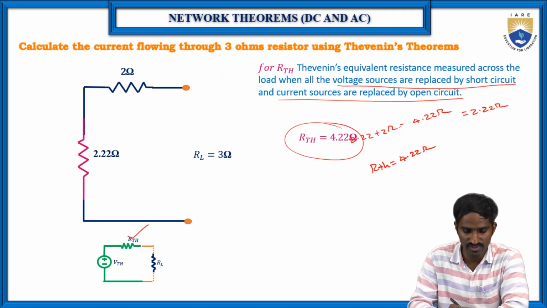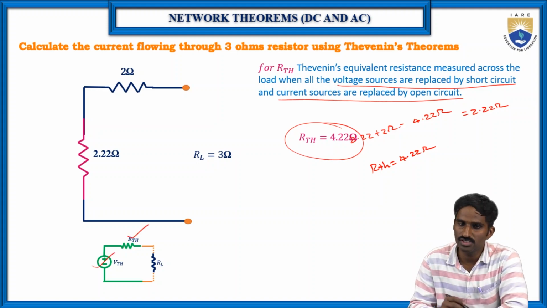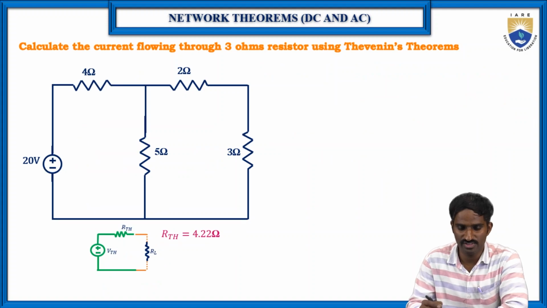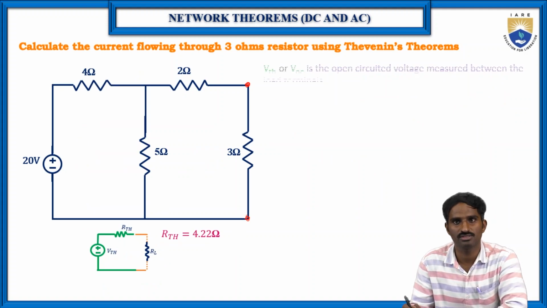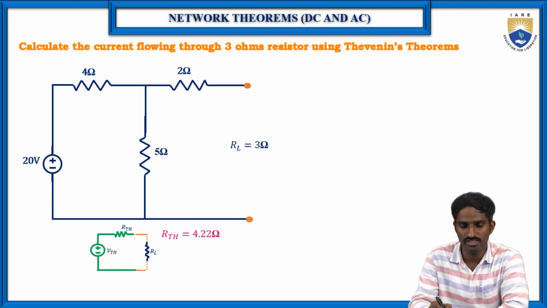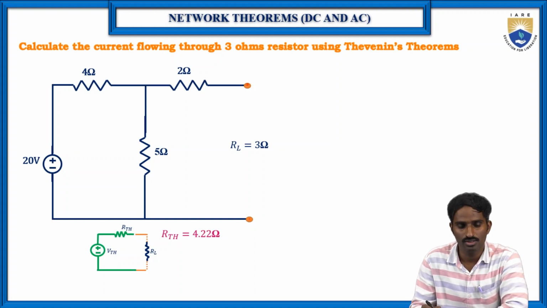The next step is we need to find V Thevenin. So what is V Thevenin according to the statement? V Thevenin is the open circuit voltage across the load terminals. So again, we need the open circuit voltage across these two load terminals. So now we need to find the voltage across these two terminals.